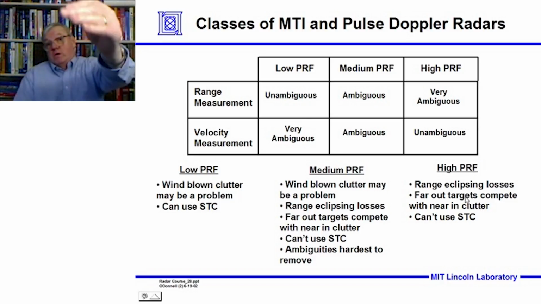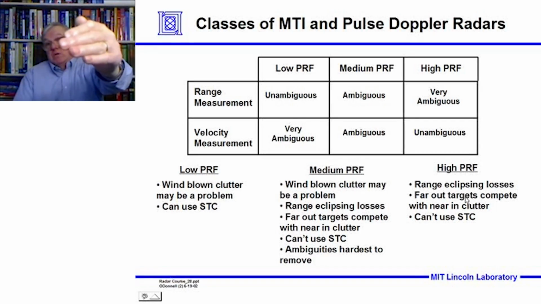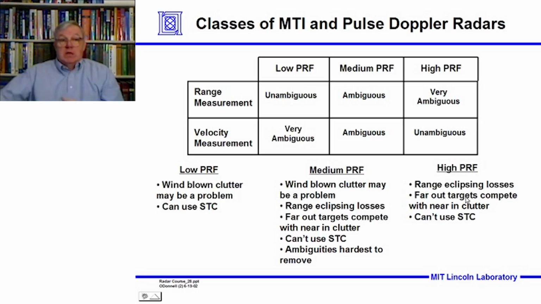So if you have a very weak target out at far ranges and you're ambiguous in range, that very weak target is going to be competing against a very intense clutter. It's hard enough when the target's in close to compete with the clutter, but when the target is very weak, that makes it more difficult. Because we're ambiguous in range, we can't use STC. And literally, medium PRF radars have all of it. They have these problems and they have these problems. Okay?